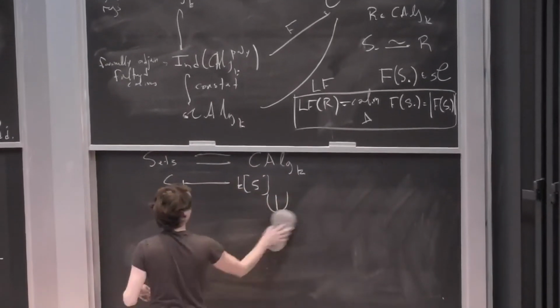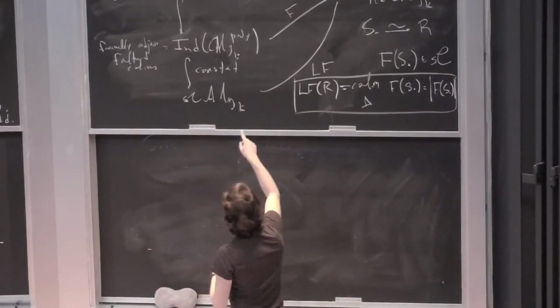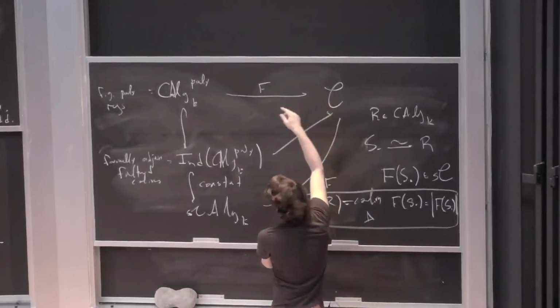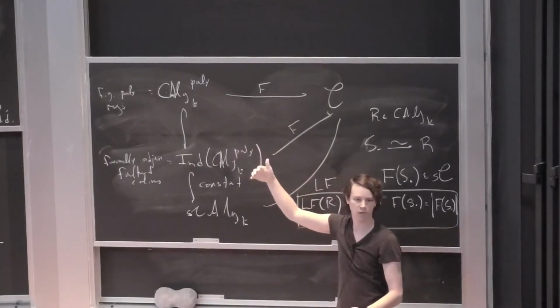Just in the interest of time, it turns out that this category has a universal property. In other words, functors out of this category are equivalent to functors out of this that satisfy certain properties.